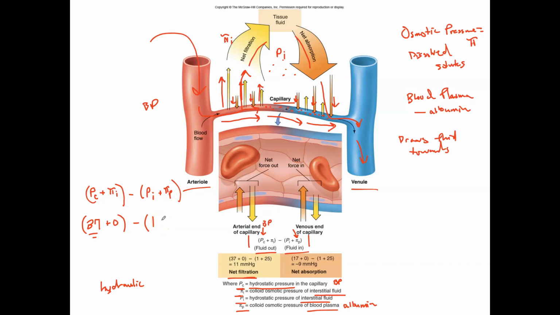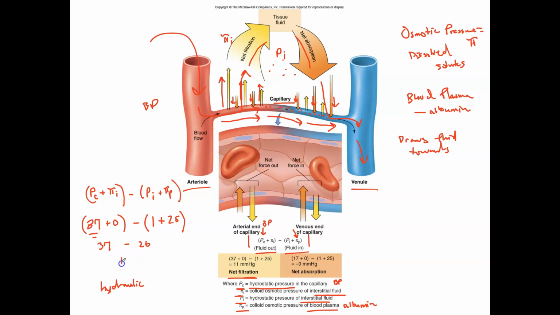And then what would be drawing water back in? That would be all of your albumins. So we'll give that a value of, say, 25 millimeters of mercury, drawing water back in. So on the filtration side, what we're trying to figure out is whether there is more pressure pushing fluid out of the capillary versus anything drawing the water back into the cardiovascular system. So we've got fluid out at 37, and we've got fluid in at 26. And so we have 37 minus 26.